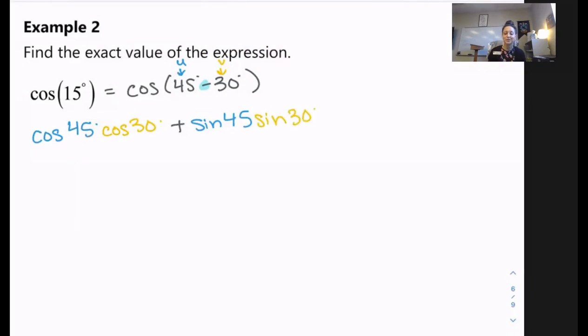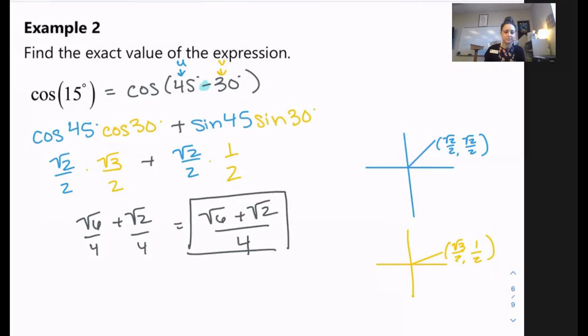Okay, so now can you go ahead and finish this problem based off what you know from the unit circle? All right, the answer is on the screen. See how you did. Pause if you need to make some corrections. If you were to get the decimal approximation of this numeric value, it's about 0.965, which is what you would get if you typed in 15 degrees in your calculator.